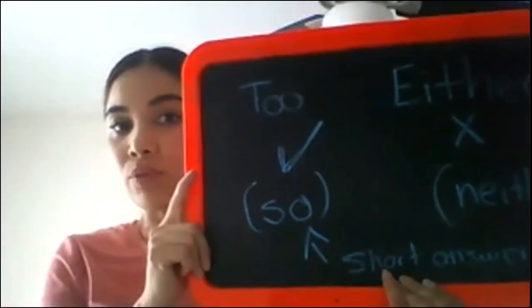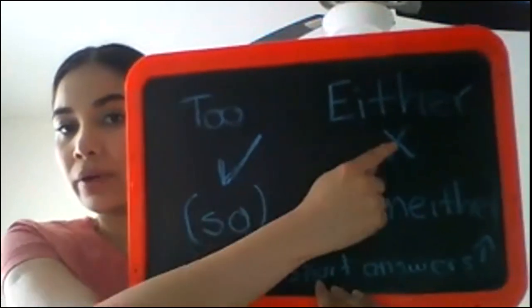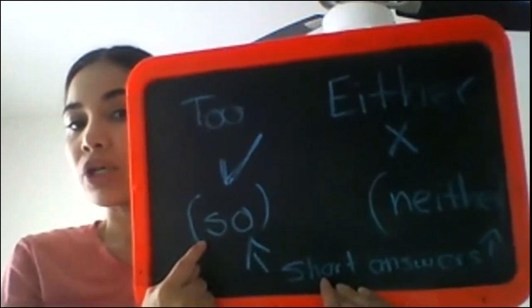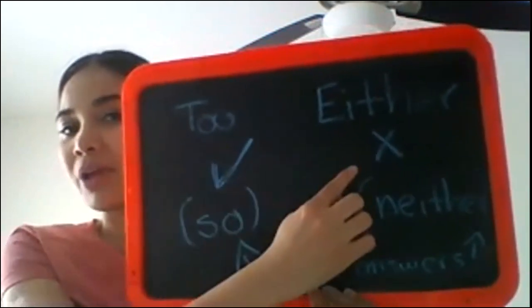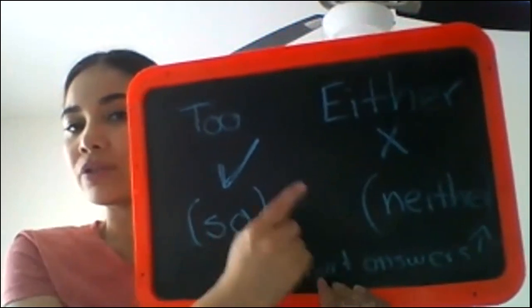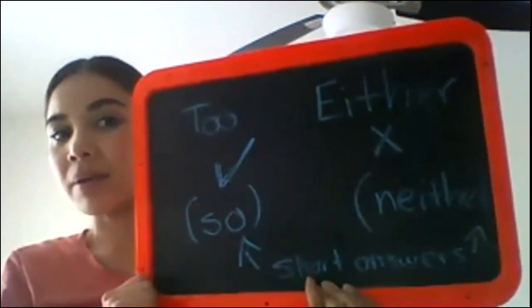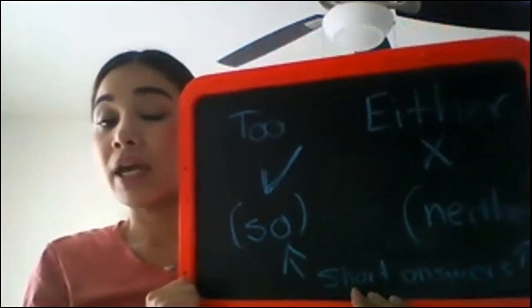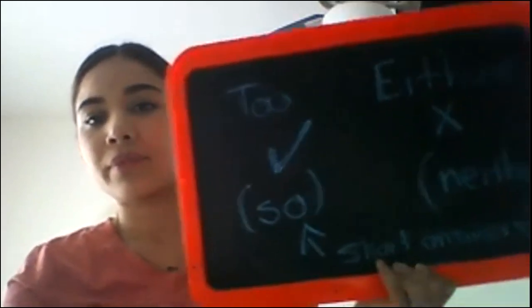Okay, guys, so what you have to remember is this. I wrote over here the most important information. We have the expressions too and either, okay? And we have to keep in mind that the expressions too and so are used for positive statements. And the expressions either and neither are used for negative ones. Okay, so with this summary, we are going to answer the page from the student book, page 133. Okay, keep it in mind.